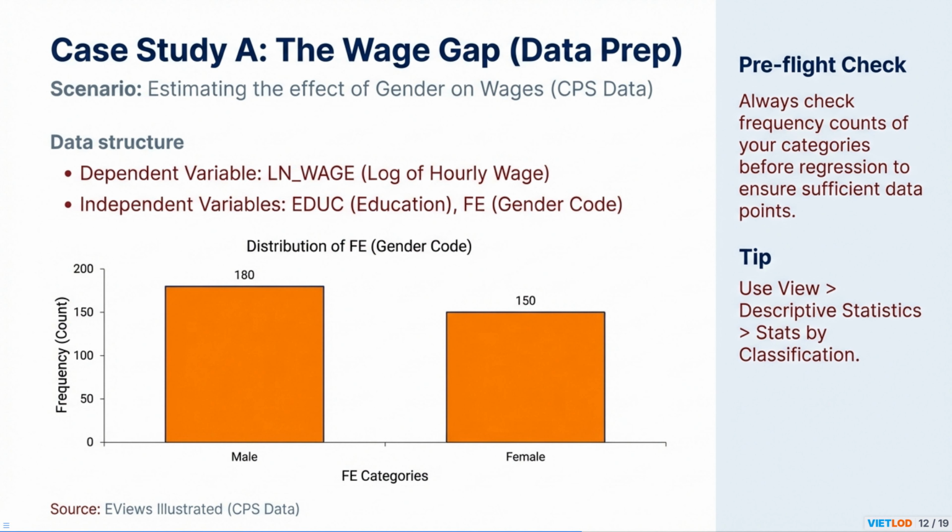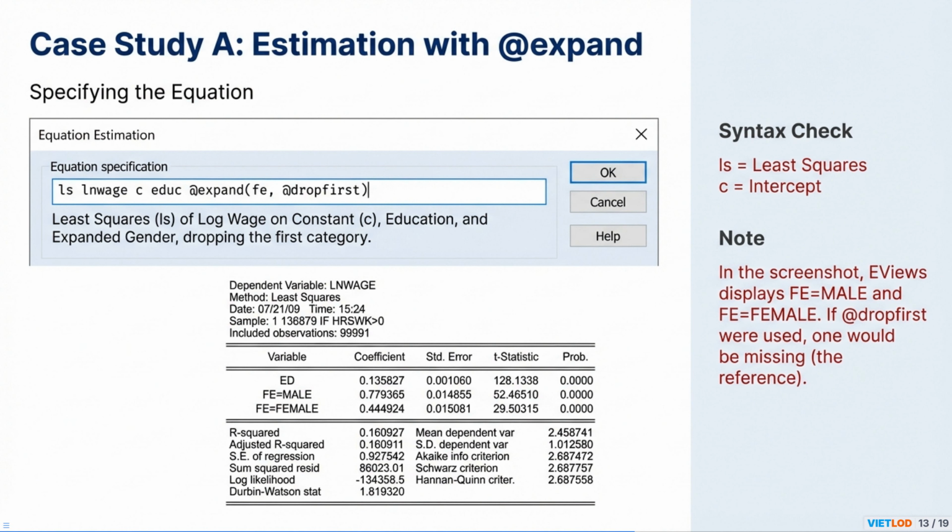Before running any regression, it's a critical pre-flight check to examine the frequency distribution of your categorical variable. You need to ensure you have a sufficient number of observations in each category to get reliable estimates. In EViews, you can easily do this by going to View, Descriptive Statistics, Stats by Classification. As we can see here, we have 180 observations for males and 150 for females, which is a healthy sample for both groups.